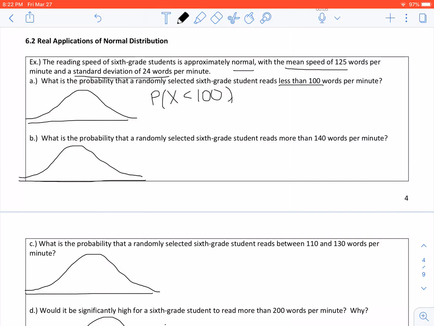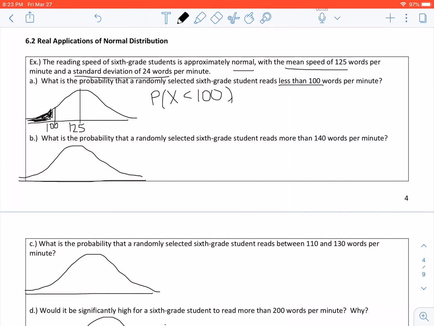So sketch a bell-shaped curve, and we need to put the mean in the middle. The mean this time is not 0, it's not a standard normal. It tells us that the mean is 125. And then it says we're trying to figure out when X is less than 100, and 100 is to the left of this. And less than means we're shading to the left. So go ahead and shade that little area over there to the left. And that's what we're asking to find. That area represents the probability that a student reads less than 100 words per minute.